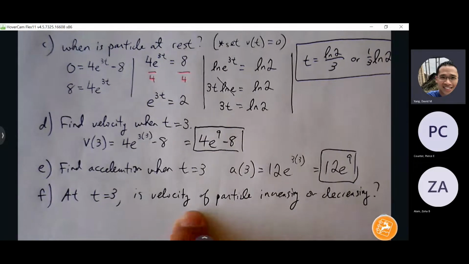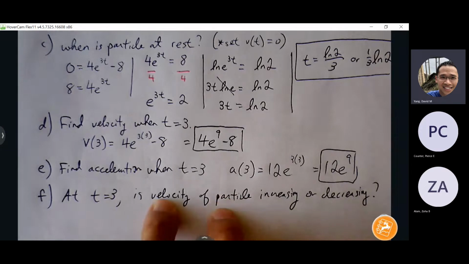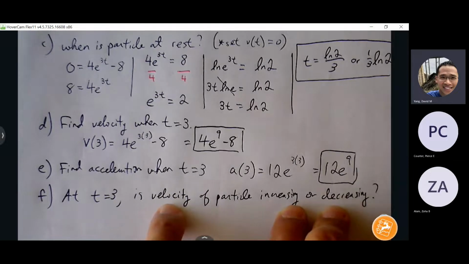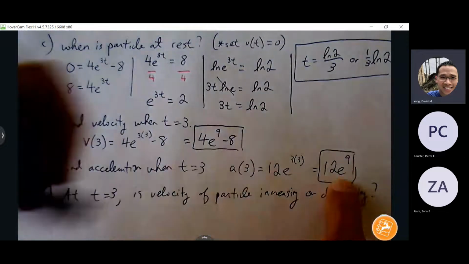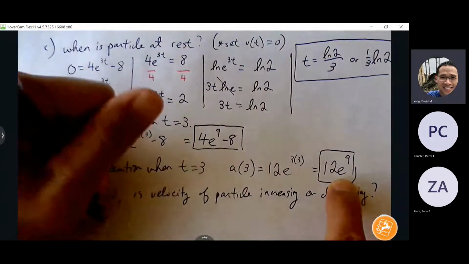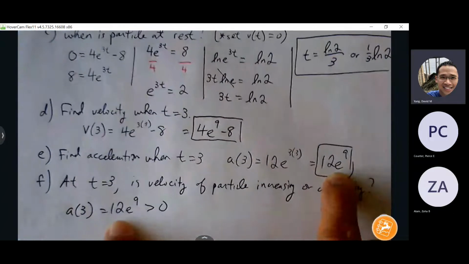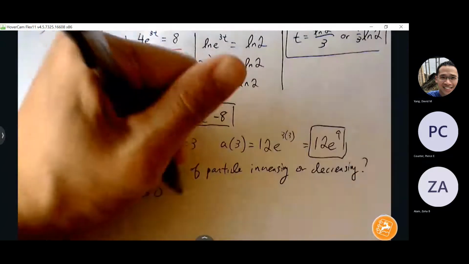Right, is this really talking about velocity? That's right. Good. Yeah, I know we see the word velocity, but it's not really talking about velocity. The word increase, decrease is really talking about the rate of change of velocity, which is just acceleration. So we just look at acceleration. So we have a of 3 already, right? A of 3 is equal to 12e to the 9, and that's greater than 0. That's all we need to make our conclusion. Positive acceleration means velocity is increasing.